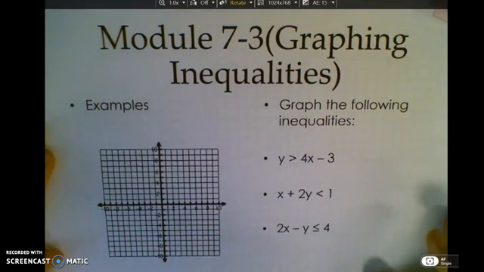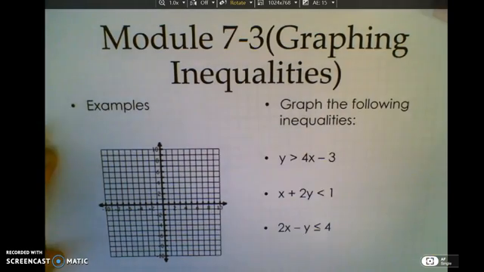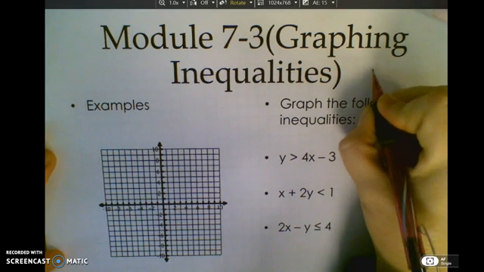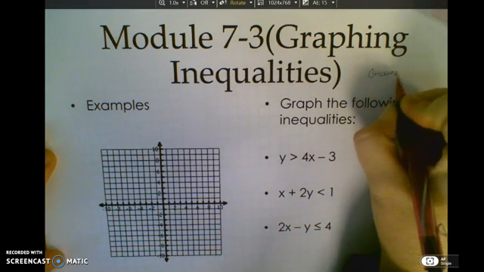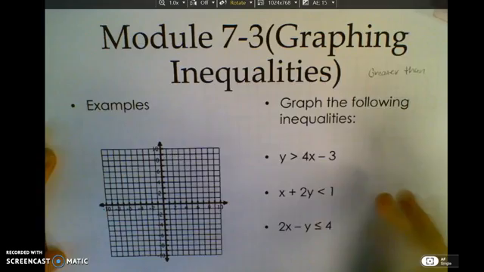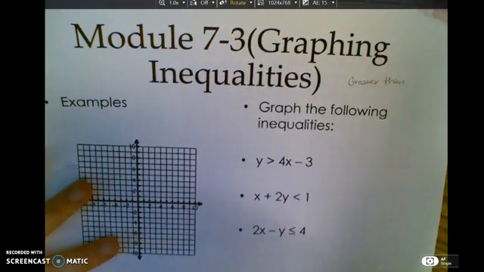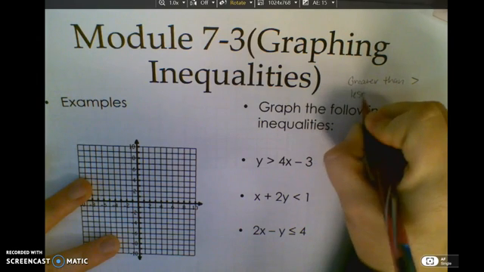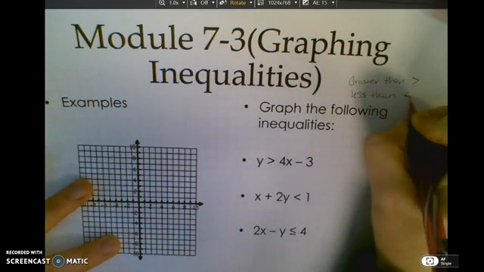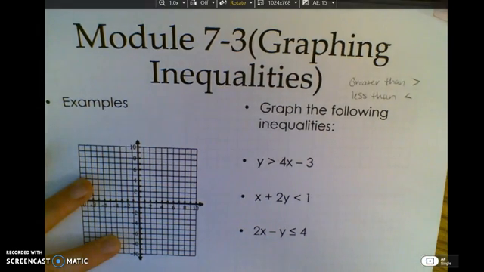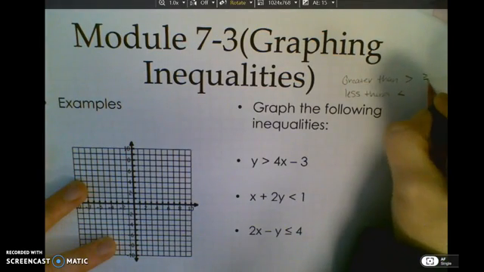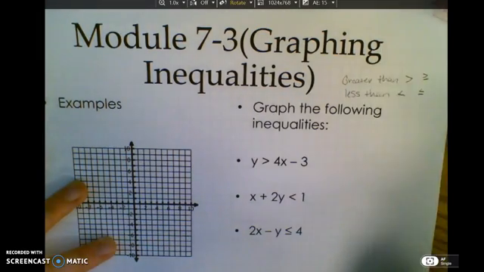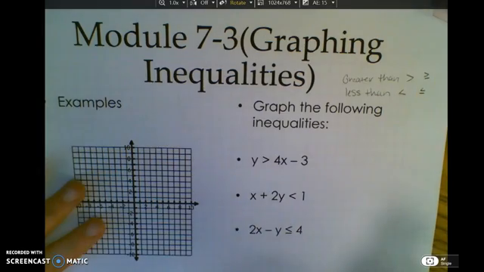Graphing linear inequalities. Before we even get started with graphing, what you need to know is the greater than symbol. If you don't know this, you're going to have to just memorize it. You have to know what they look like. Greater than opens to the left. Less than opens to the right. They can also have greater than or equal to, less than or equal to. You must know those symbols.